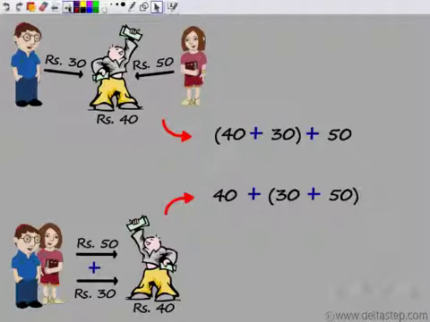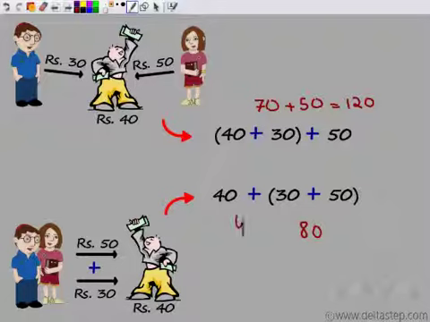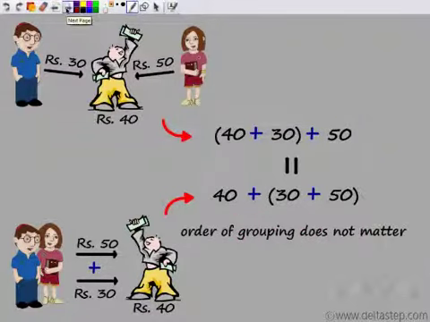In both these situations, 40 plus 30 is 70. 70 plus 50 would be 120. What about this? 30 plus 50 is 80. And 40 plus 80 is 120 again. So in both these situations, you see that you get the same amount. This is equal to this. The value is not changing. So I can say both of them are equal.